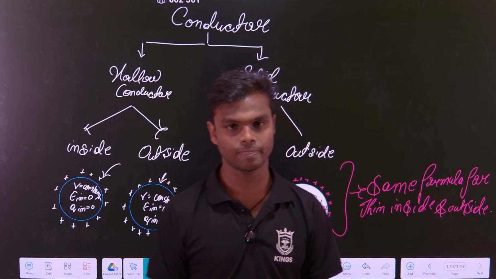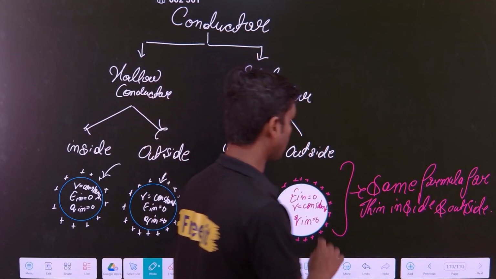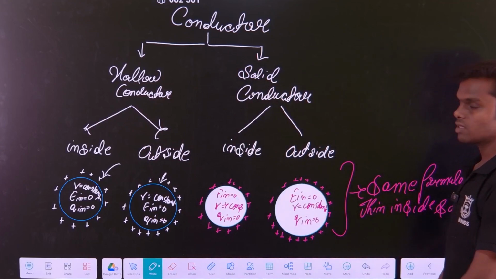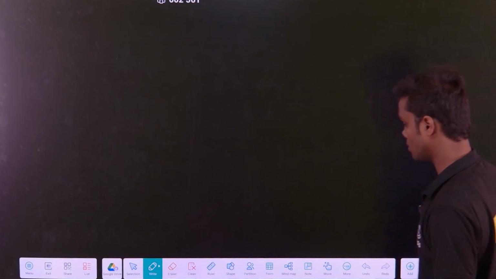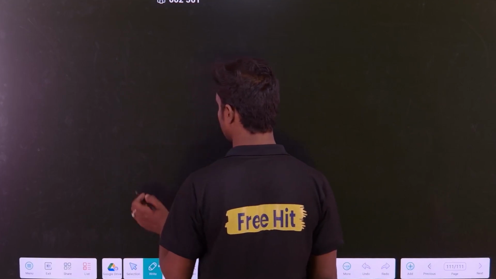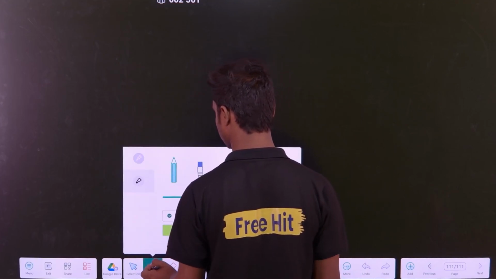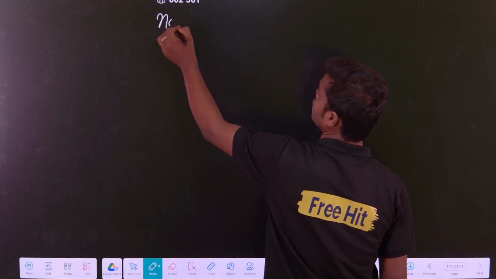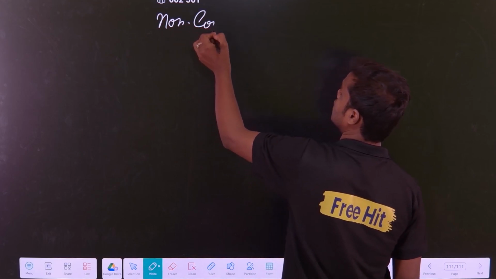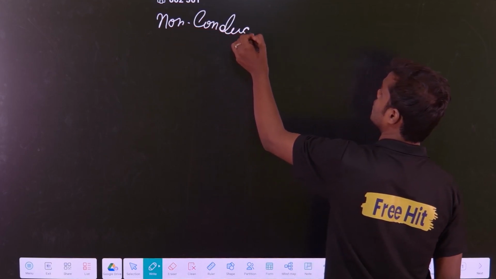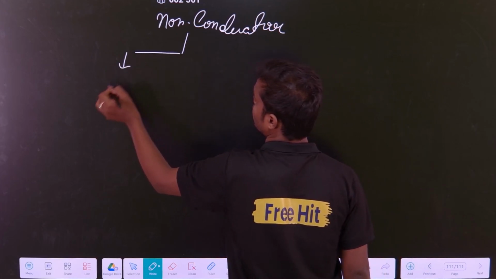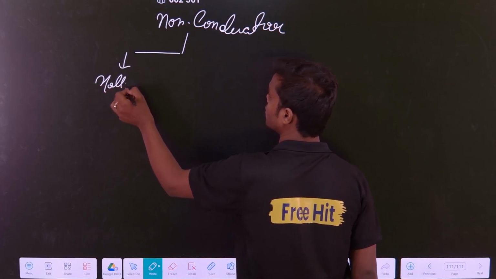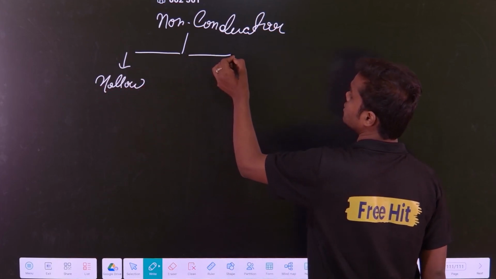That is clear? Any doubt here? If you have any doubt, please tell me. Clear? Okay. Similarly, I am just going to conclude. We have non-conductors also. In non-conductors, again we have two cases. One is hollow and another one is solid.